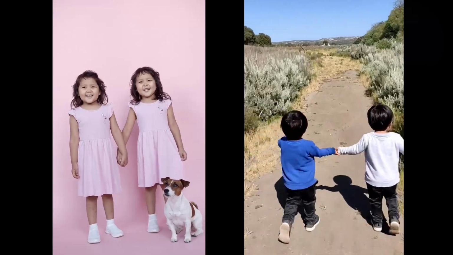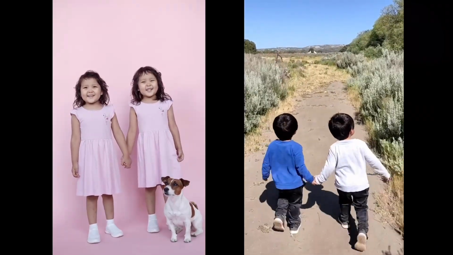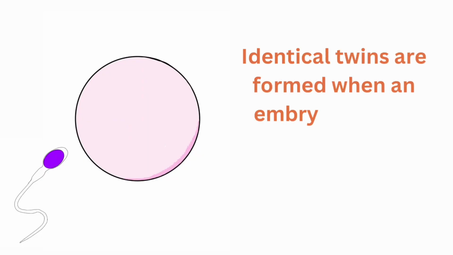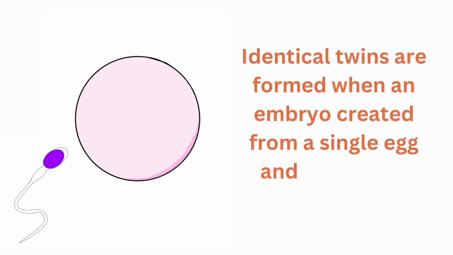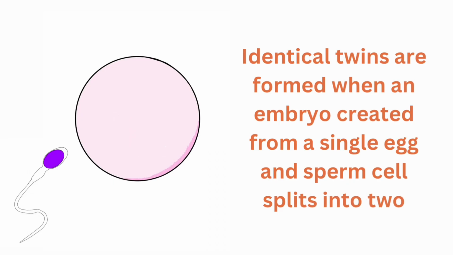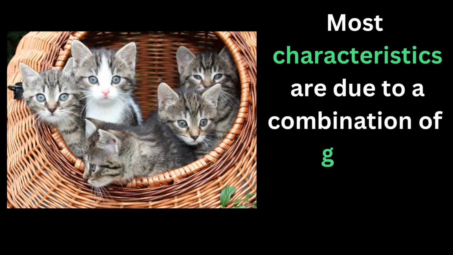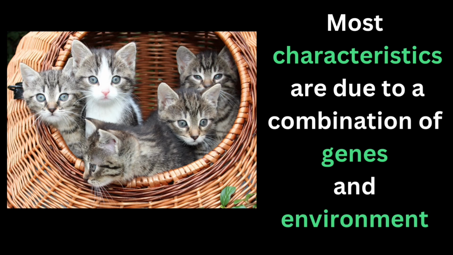The only exception are identical twins. Identical twins have the same DNA. And this is because they started off as one egg and sperm cell that fertilised each other and then split into 2. Most variation between living things is due to a combination of both genetic and environmental variation.